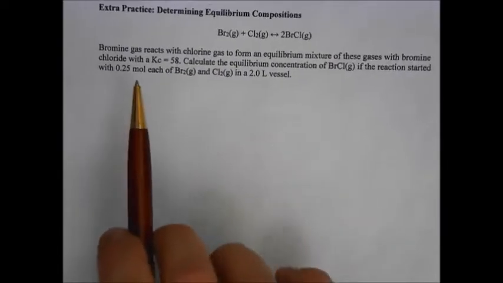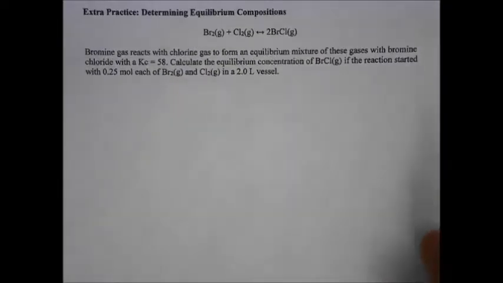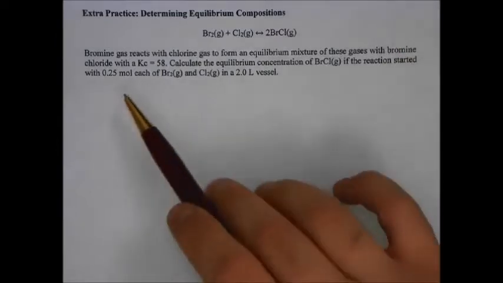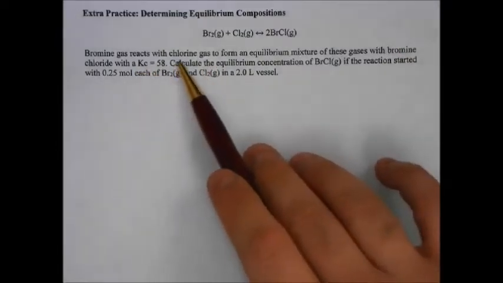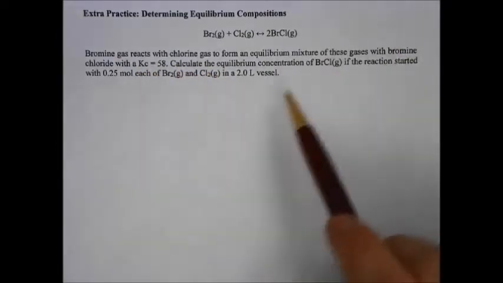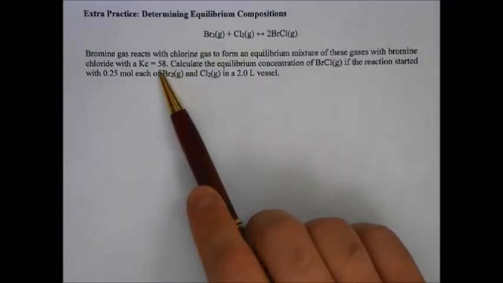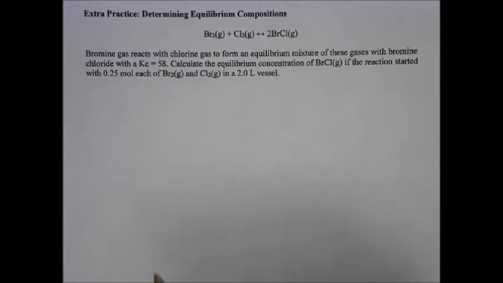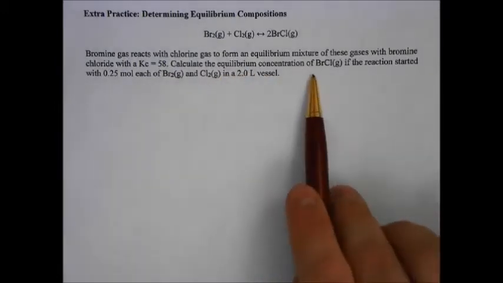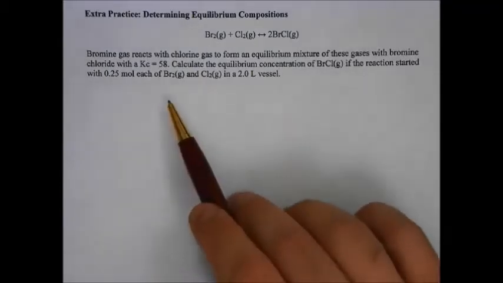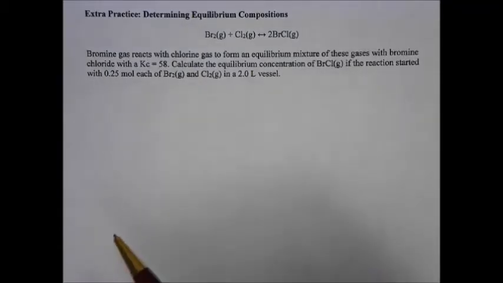So in this particular question, we're going to look at the equilibrium of bromine gas with chlorine gas forming bromine chloride gas, and the question says that when these two gases react, they form an equilibrium mixture with bromine chloride, and the Kc is 58. And then what the question asks us to do is to calculate the equilibrium concentration of BrCl gas if the reaction started with 0.25 moles each of bromine and chlorine in a 2-liter vessel.